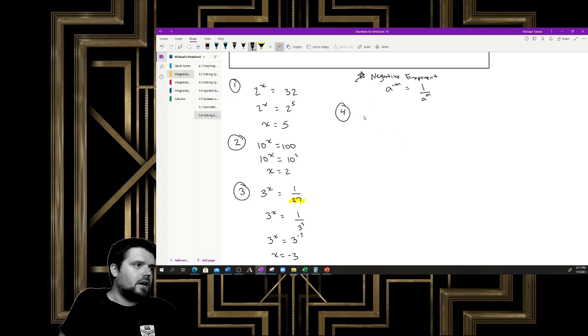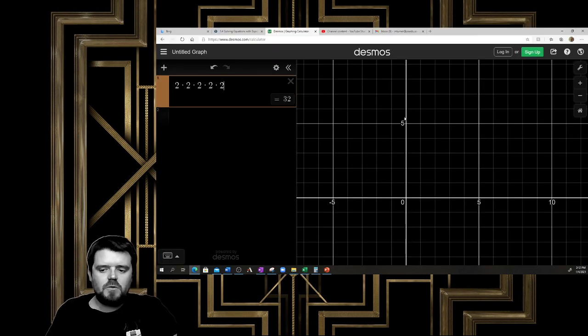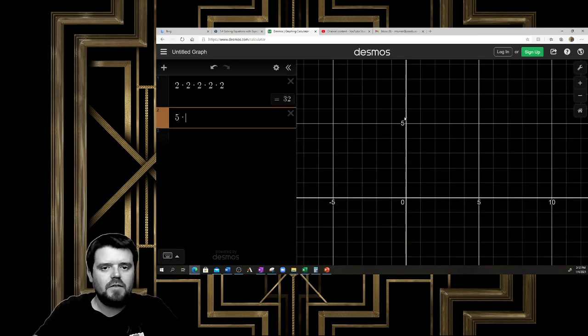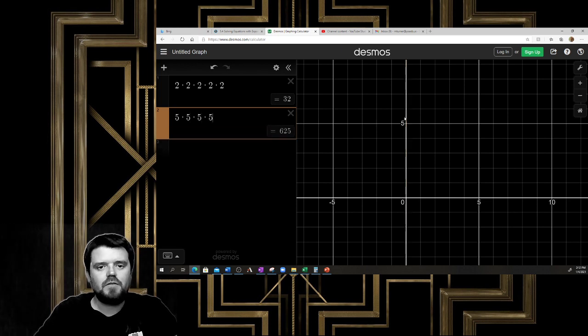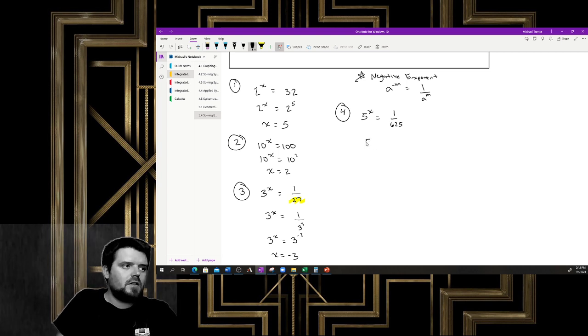Number 4, let's say 5 to the x equals 1 over 625. The smaller numbers like 100 I would expect you to be able to do the mental math for. If it's a larger number like 625, again, you're welcome to pull up Desmos and just do 5 until you get to 625. 5 times 5 times 5 times 5. Therefore, 625 is 5 to the 4th power.